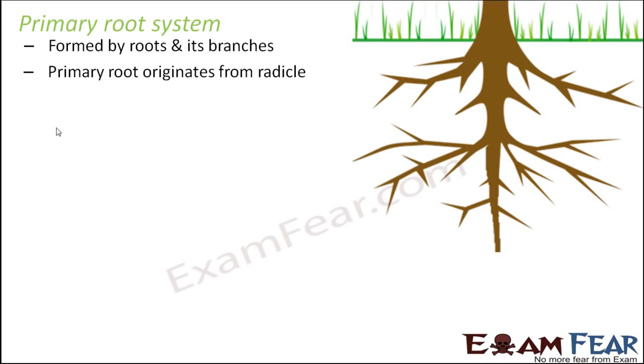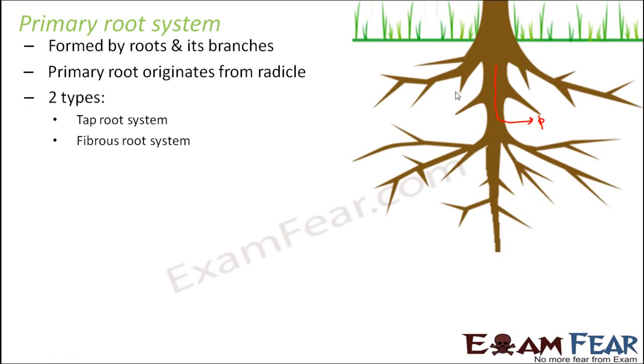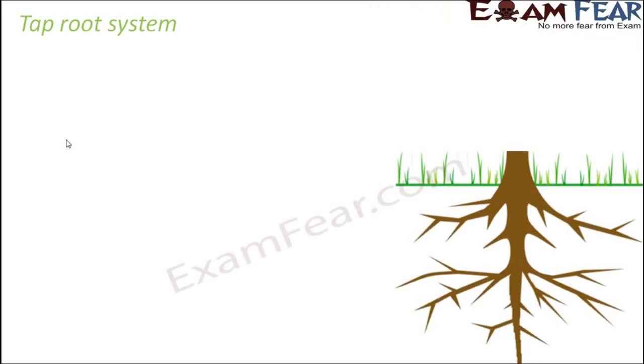Primary root originates from a radicle. So something which you see in this figure, this kind of a structure is a primary root system where you have one primary root which is nothing but direct elongation of the radicle. So this is your one primary root. From this primary root you actually have the different branches, that is the secondary and tertiary roots. Again, this type of root system is divided into two types. One is tap root system and the other one is fibrous root system. So let us see what is a tap root system and what is a fibrous root system.